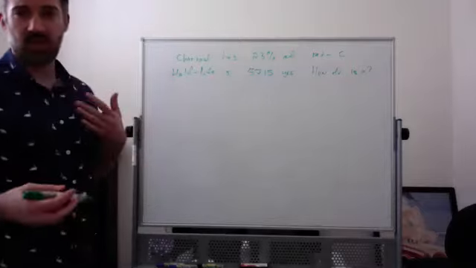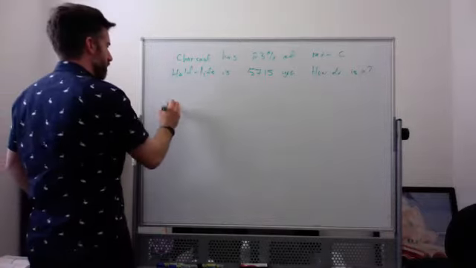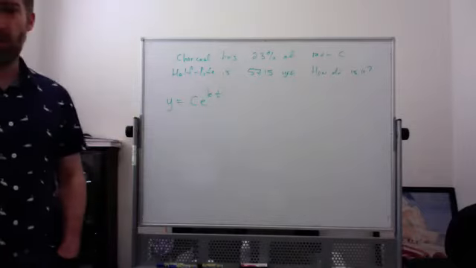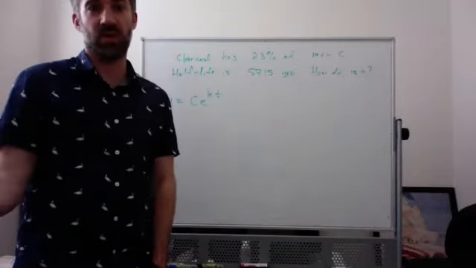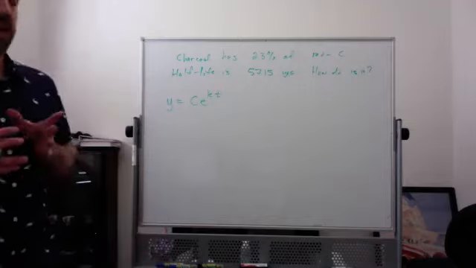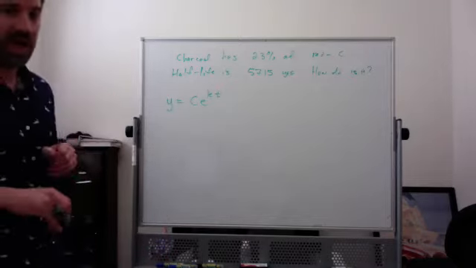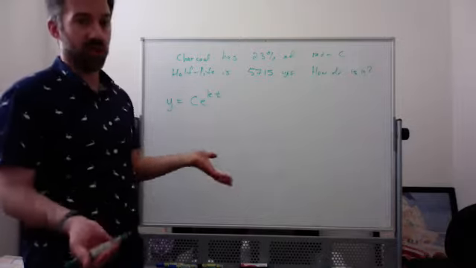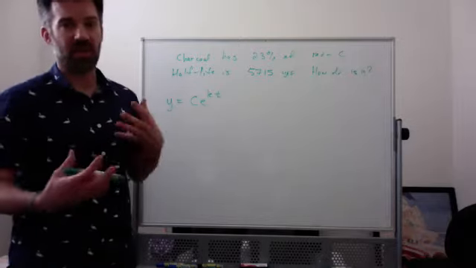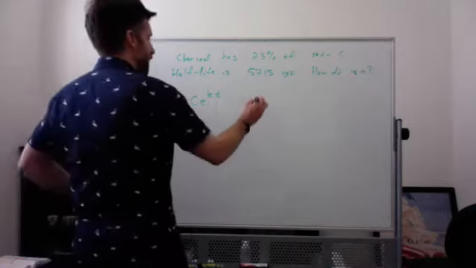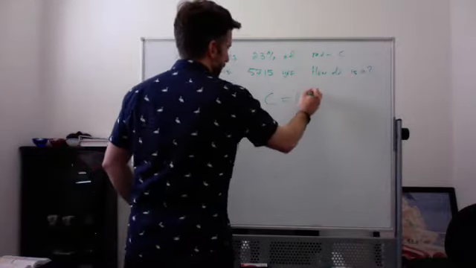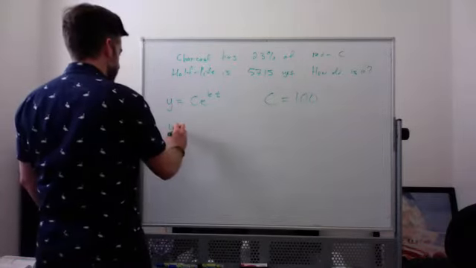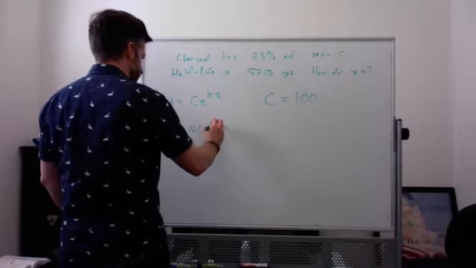Whenever you're dealing with exponential growth or decay, you're using this setup: y equals C e to the kt. We don't actually know how much we're starting with. They just said we have 23% of how much we started with. If I'm given things in terms of percentages, I like to pretend I'm starting with 100%, or 100 units, so the percentages work out easily. So my initial value C is 100, and my model is y equals 100 e to the kt.